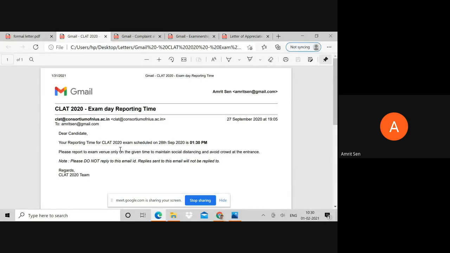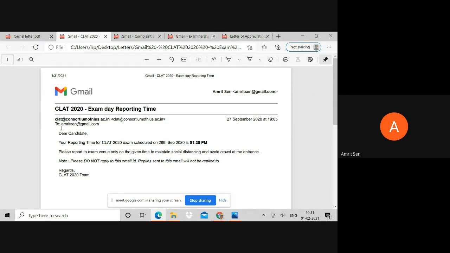You see, an official email will not be long. You do not need any flourishes of language here. You are meant only to communicate the most important information. So that's the information that is conveyed. Please report to the exam venue only at the given time, and so on and so forth. And you have a statutory warning. Many emails are generic emails in the sense that you do not need to reply to them.